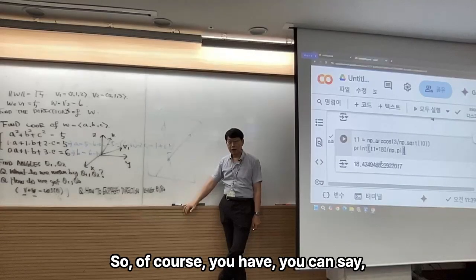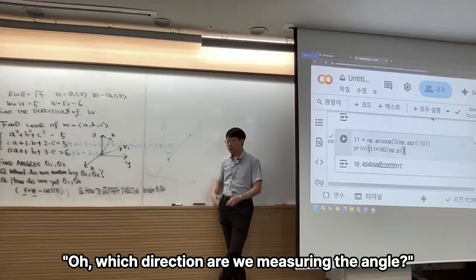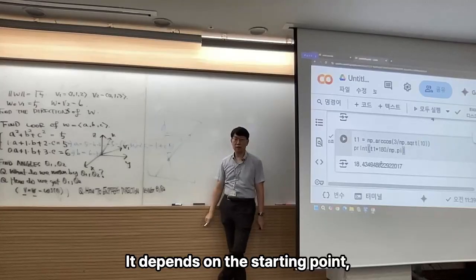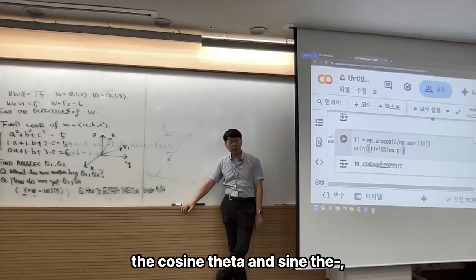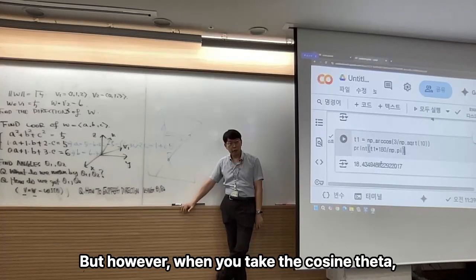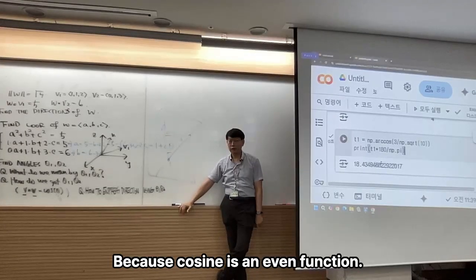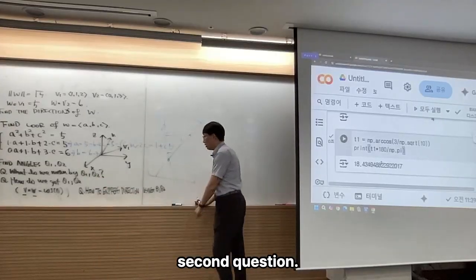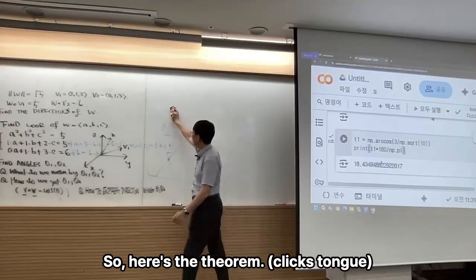Of course you can ask which direction we are measuring the angle, because you can measure in this direction or that direction. It depends on the starting point, and it changes the sign. When it changes the sign, cosine theta and sine theta change sign too. However, when you take cosine theta, the measuring direction doesn't matter, because cosine is an even function. So now it naturally leads to the second question: how do we get theta, the angle between these two vectors? So here's the theorem.